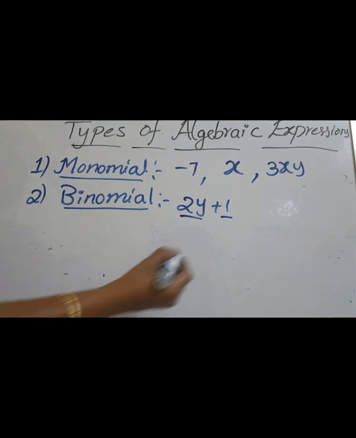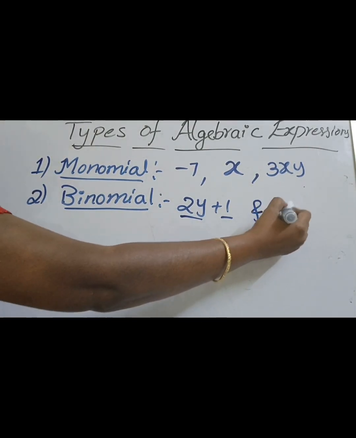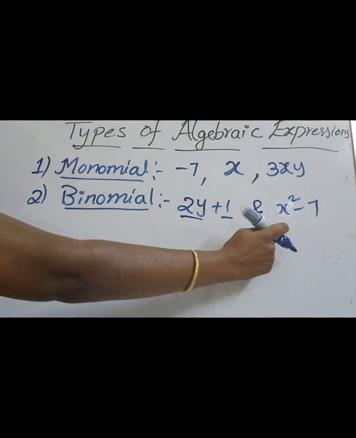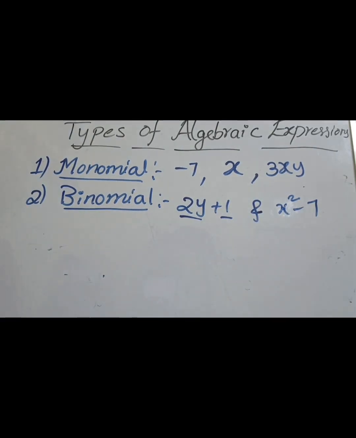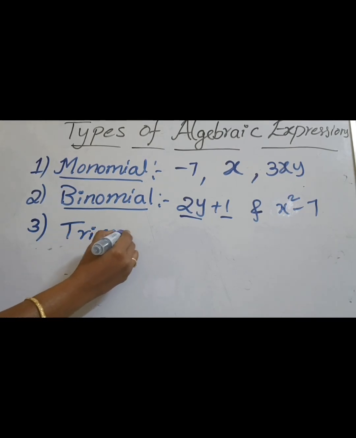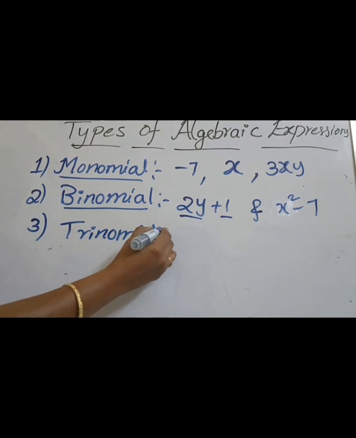Clear, children? Or we can take one more example, x square minus 7. This is one term and that is another term. So binomial. Next, trinomial. What is trinomial?